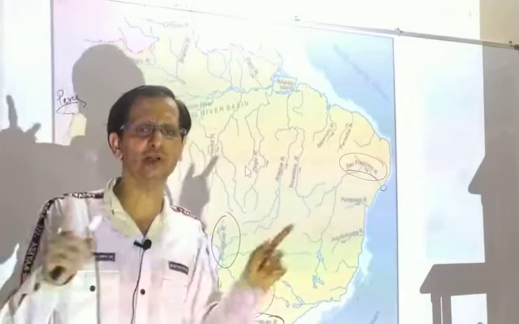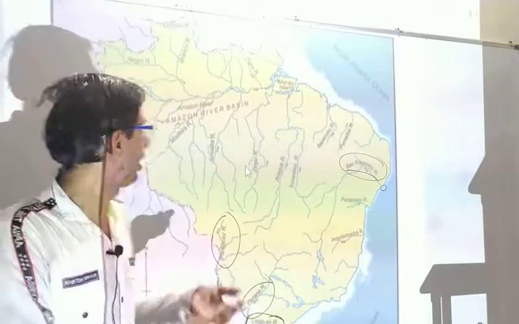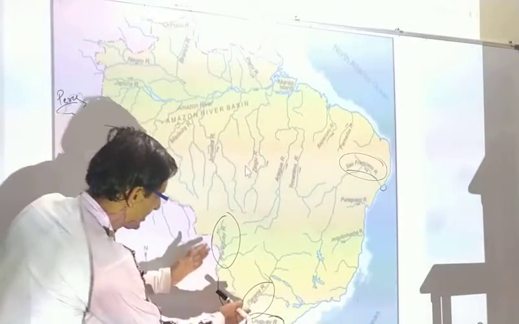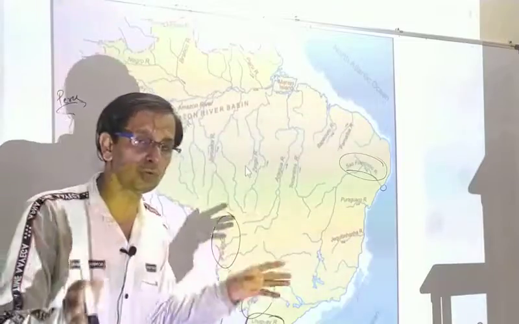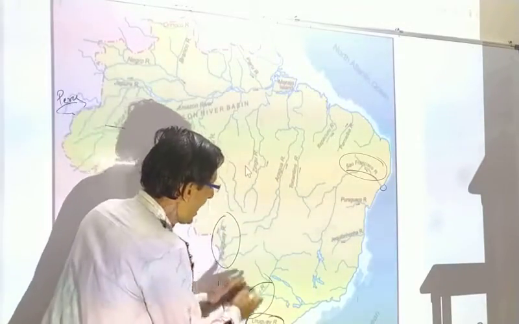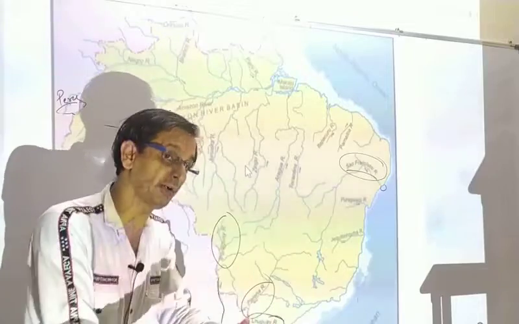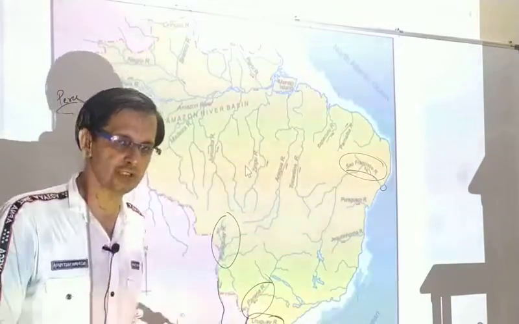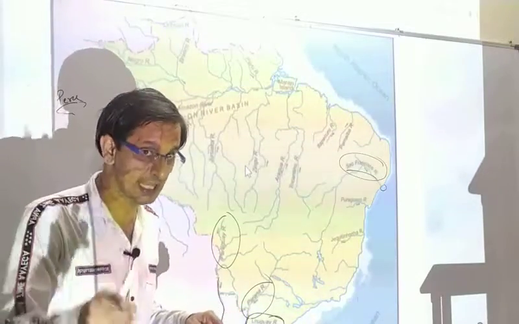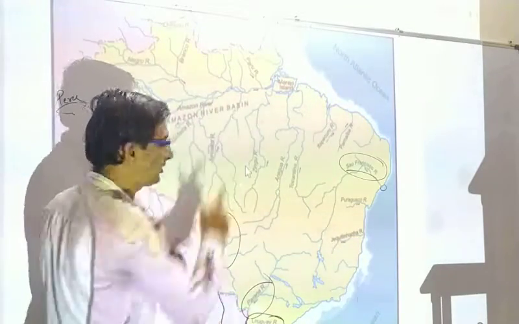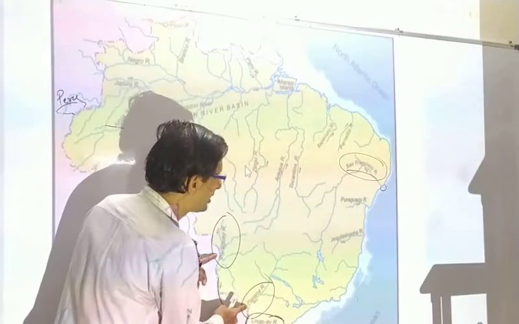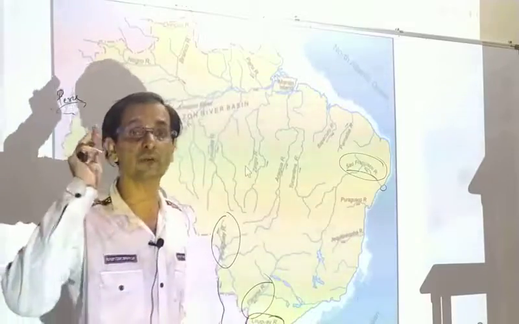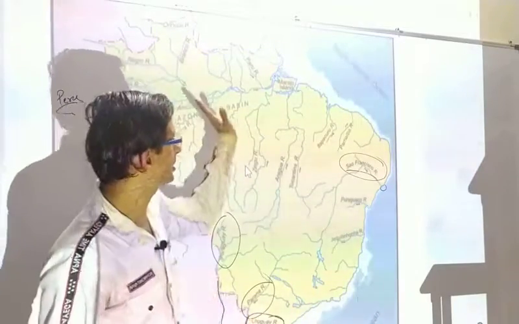First, the most important one, the Amazon river basin. Second, the Paraguay Parana system. Don't call it just a river, call it the Paraguay and Parana system. Afterwards you can include Uruguay, but Uruguay is not a major part of it. The most important answer in the exam will be: first the Amazon river basin, second the Paraguay Parana river basin, and third São Francisco. These three river systems are very important. Afterwards you can talk about the coastal rivers.